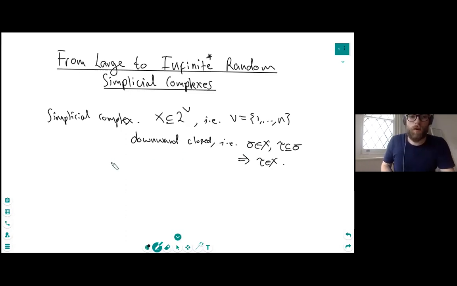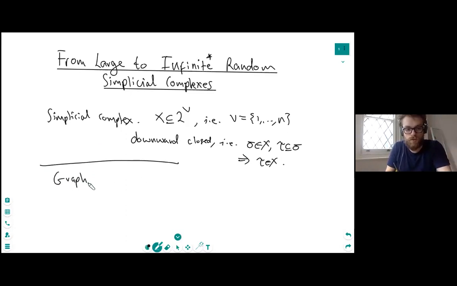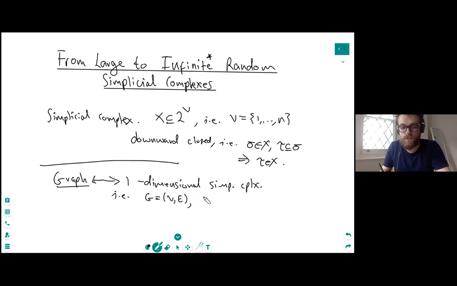Cool. So I assume we're probably pretty happy with what a simplicial complex is. What's everyone's favorite simplicial complex? It's obviously the graph. So for me, a graph is always going to be a one-dimensional simplicial complex, i.e. we have G equal to (V, E), where V is some vertex set, and E is a collection of pairs of those vertices. So we're going to get to random simplicial complexes.